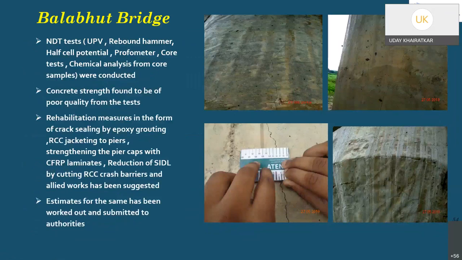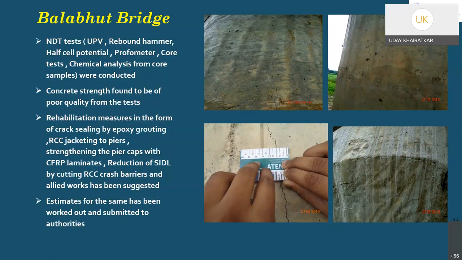Some more detailed photographs of this Balapur Bridge. The NDT, non-destructive test, was carried out with UPV, rebound hammer test, half-cell potential, etc. The concrete strength of the bridge was found to be of poor quality. The inference of the results that we got from the NDT.